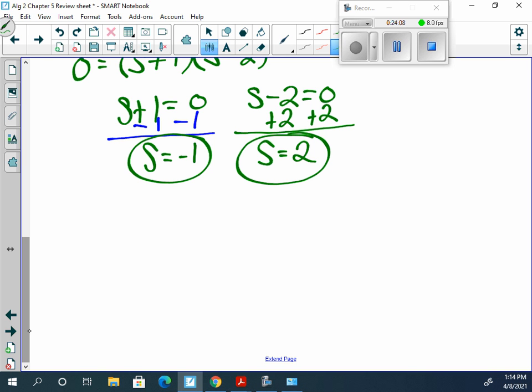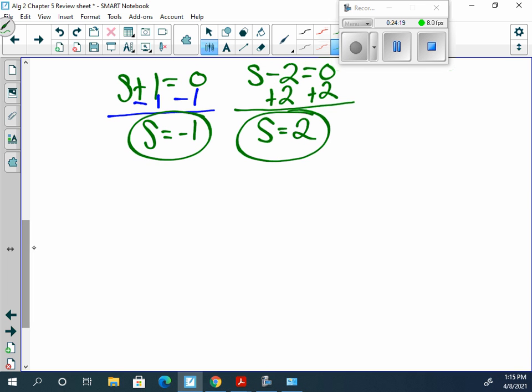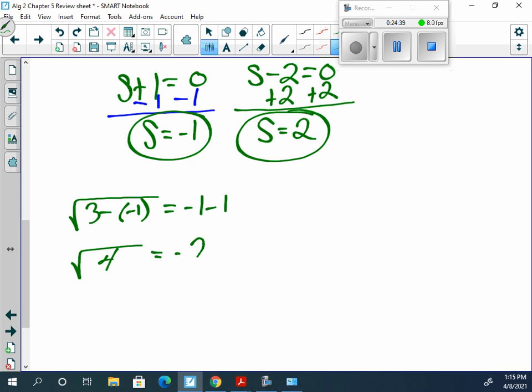Now, especially when we have a variable outside the radical, we need to plug it in and check to see which one works, because most likely one of these will not. So if we plug negative 1 into the original function, we'd have the square root of 3 minus negative 1 is equal to negative 1 minus 1. Well, 3 minus negative 1 would be 4, is equal to negative 2. Square root of 4 is 2. And well, 2 is not equal to this negative 2, so it does not work.